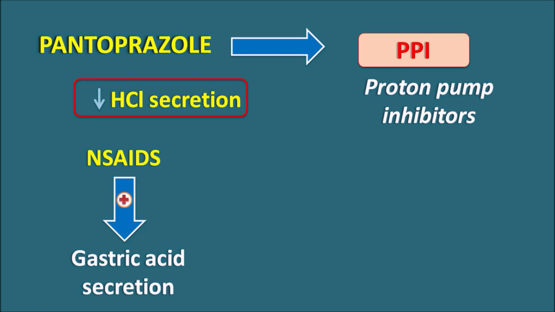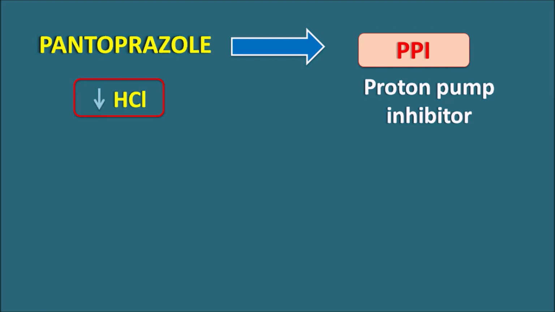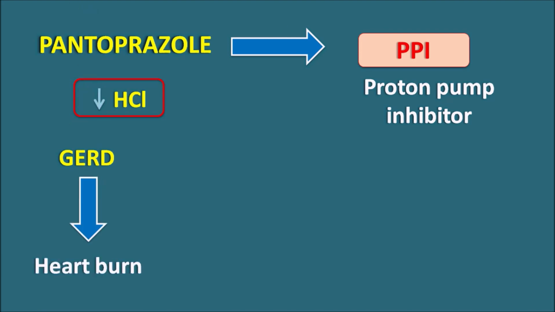Similarly, pantoprazole can be used in the treatment of gastric ulcers. Gastric ulcers may result from an excessive release of gastric acid, which can be controlled by the proton pump inhibitors. Similarly, another important usage is GERD, gastroesophageal reflux disorder. This is a situation where the gastric acid is refluxed back into the esophagus, which may result in esophageal irritation as well as symptoms which are commonly known as heartburn. In such conditions, we can give proton pump inhibitors like pantoprazole.